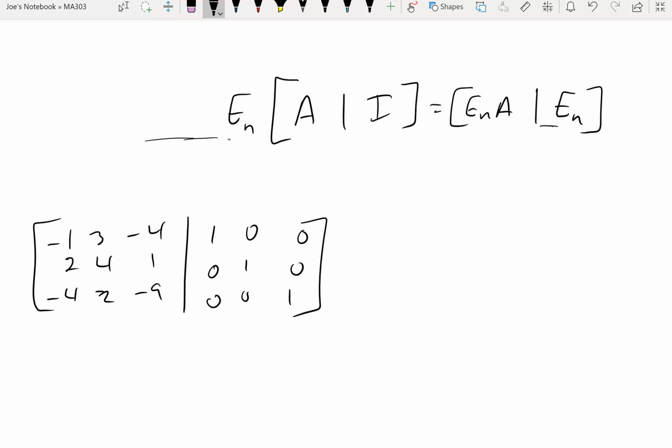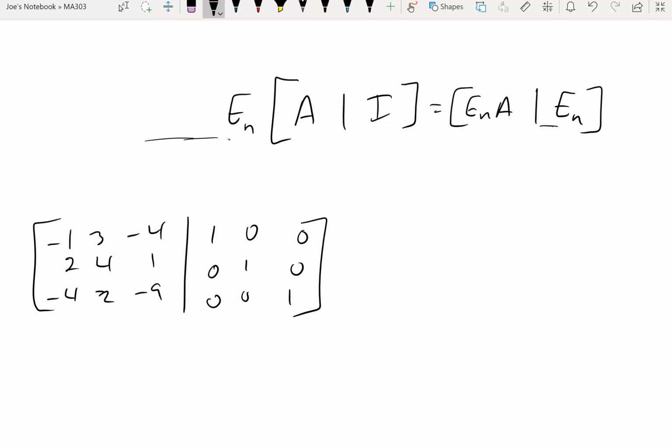What's the first step that you want to do if you're trying to row reduce this, to put this in reduced row echelon form? Do you want to do like the first column and get the first one and then the zeros below it? Exactly. I want to get a 1 up here in the upper left-hand corner and get zeros below it.